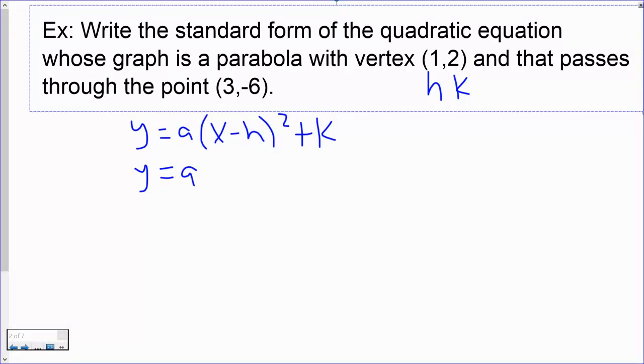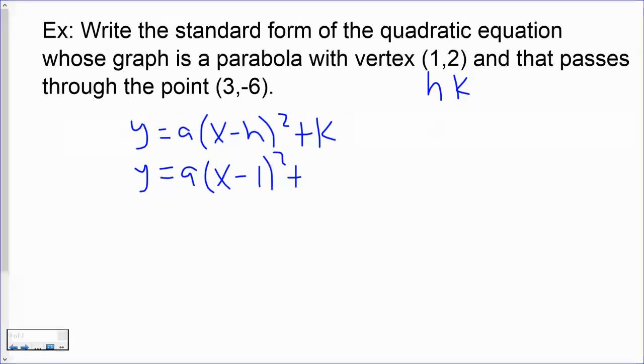So y equals a, and then (x minus 1) squared, and then plus 2. So I got that. Now the next thing we have is up here. It gives us this point. We're going to act like any coordinate point. We know that that's x, and then that's y. So I know this x is going to go in here for this x. This y is going to go in here. This is almost in standard form. The only thing we need to know is what a is.